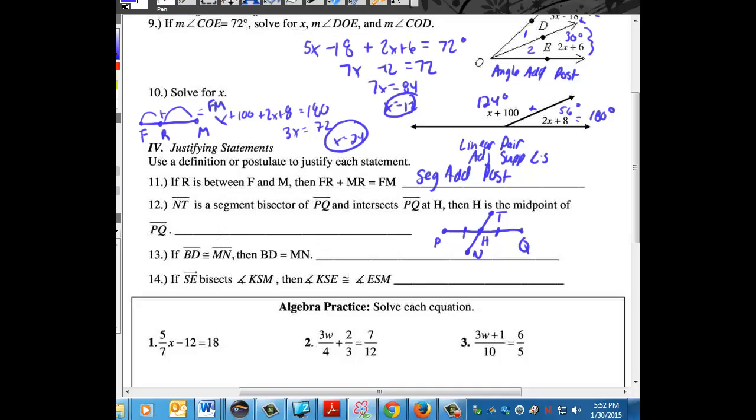So the rule that allows us to do this, or what we actually drew up, was a segment bisector. So we're going to say definition of segment bisector, and then as a result we could say that H is the midpoint of PQ. If something is congruent, then it's always going to be equal as well. That's going to be definition of congruence.